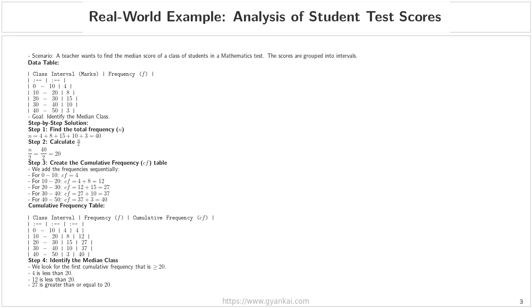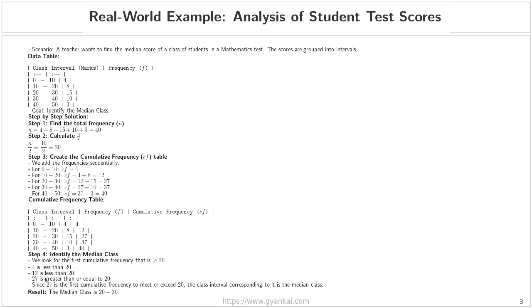We do this by comparing our halfway point, which we calculated as 20, against our cumulative frequencies. Let's check them one by one. 4 is less than 20. 12 is also less than 20. However, when we reach 27, we see that 27 is greater than or equal to 20.